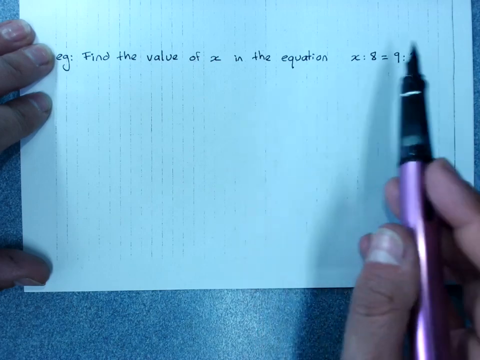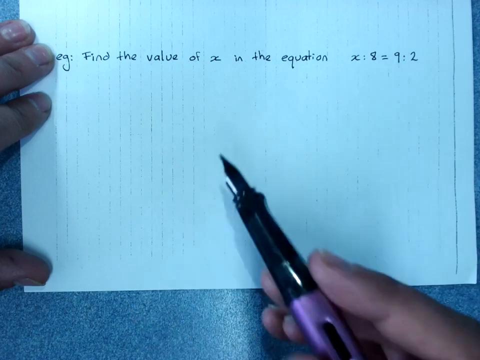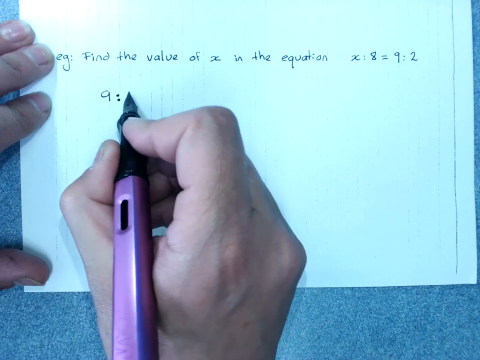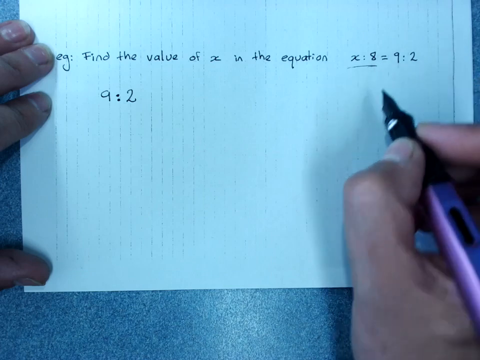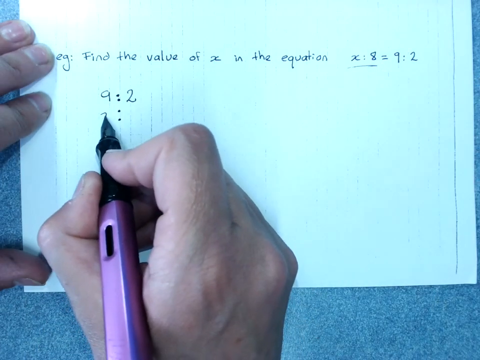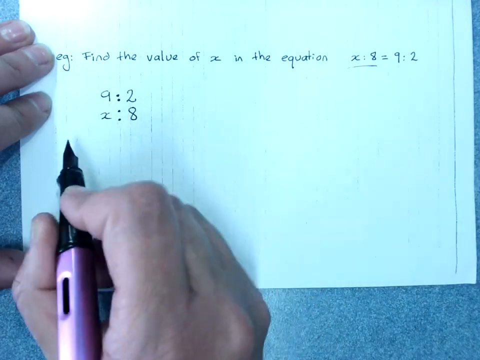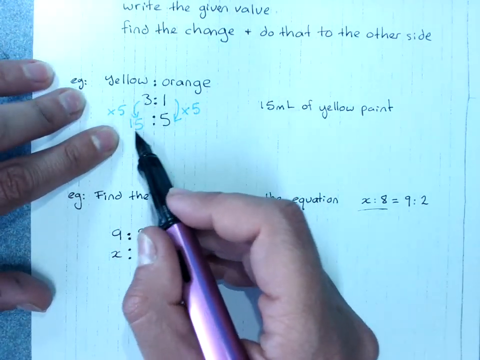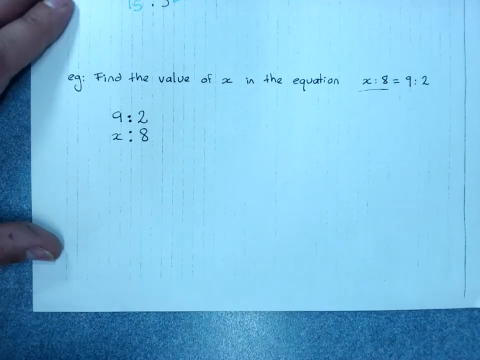We can't label it because they haven't told us what the ratio is of. But we start by writing the ratio that we know, 9 to 2. Then underneath, we write the ratio that we've got. This one which has got the unknown in it, x to 8, and that looks pretty much like this. That's where our unknown was. An unknown can be called x, so we just do exactly the same thing.